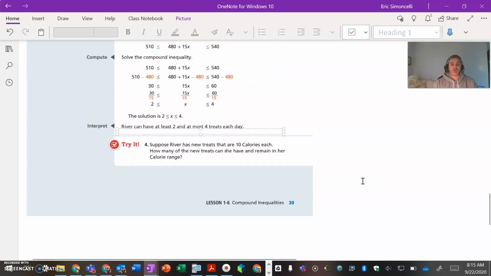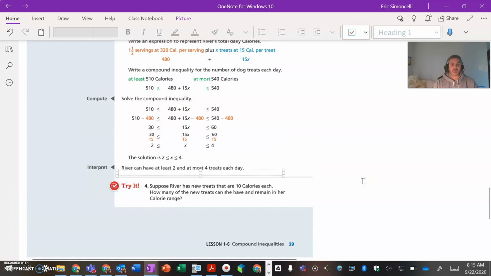This does conclude our notes for today. Like usual, if you have time, go through and look at the try it questions. Those are excellent follow-ups.